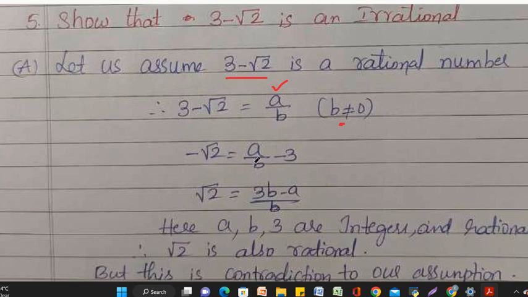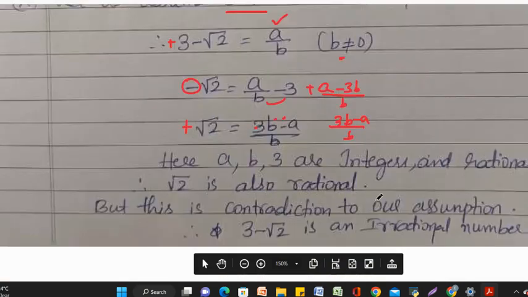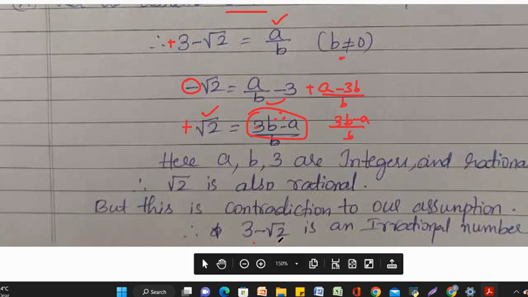So minus root 2 is equal to a by b minus 3. The 3 goes to that side, and it will be equal to (a minus 3b) by b, but here we will remove the negative, it will become positive. Minus 3b will become plus 3b, plus a will become minus a by b. Here a, b and 3 are integers and it is rational. If the right part of the equal to symbol is a rational number, obviously the left side will also be rational. But this is a contradiction to our assumption. Therefore, 3 minus root 2 is an irrational number.